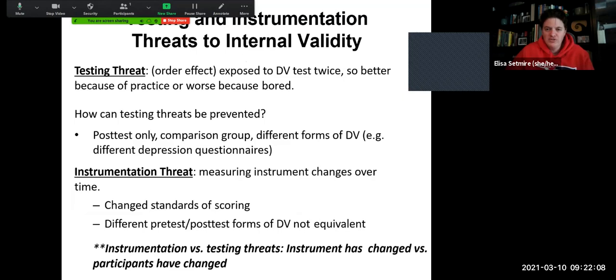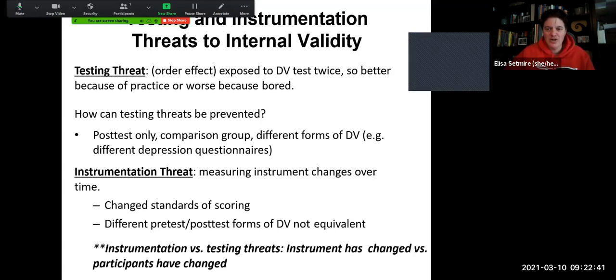Maybe people are exposed to the dependent variable test twice, so they do better because of practice, or maybe they do worse because they're bored. We can prevent this by doing a post-test only, having a comparison group, or different forms of the dependent variable, like different questionnaires. But sometimes when we test people multiple times on an instrument, they become bored with it, or they answer in a very lazy, non-committal manner, or maybe they do better because they've at this point been exposed to it more than once.